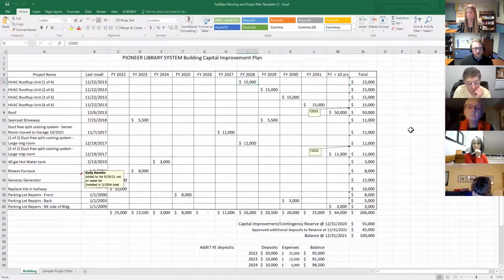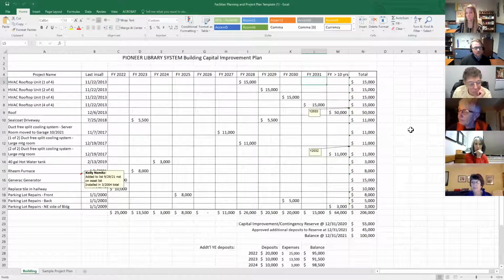And we try to stack it. So if you look, we have 4 HVAC rooftop units, and we have it staggered, so we're not spending $60,000 all in one year. It's $15,000 every few years once that comes up. And then we have the total for that project. Once we get every year, we build this out a little bit more so we never lose track of anything on here, and we'll put the last install or the last upgrade or something like that.